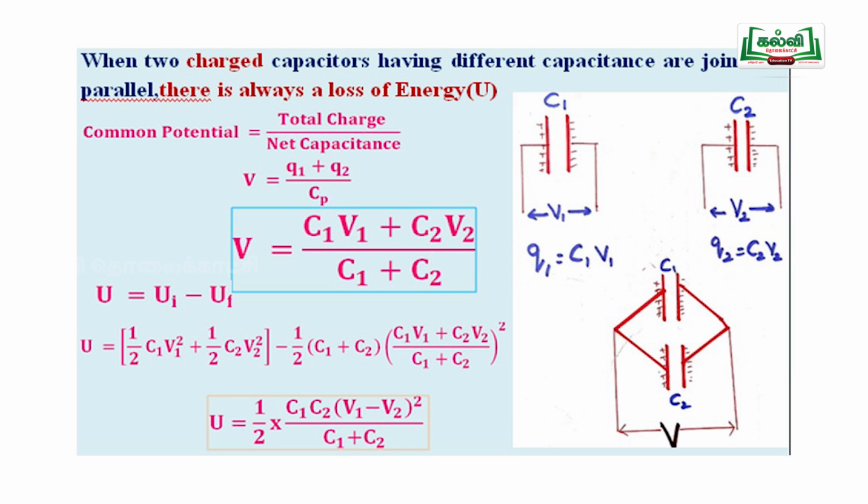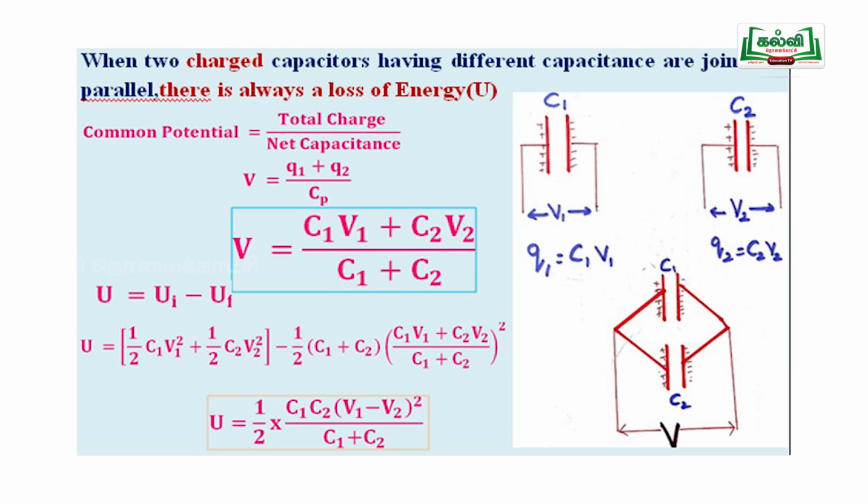Now, when the two capacitors are put in parallel, they acquire a common potential. That common potential formula is V is equal to (C1 V1 plus C2 V2) by (C1 plus C2). Children, please mark this formula as important. Sums are often asked based on this common potential, V equal to (C1 V1 plus C2 V2) by (C1 plus C2), and definitely there is a loss in energy.